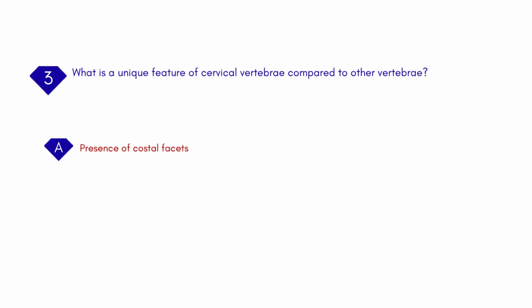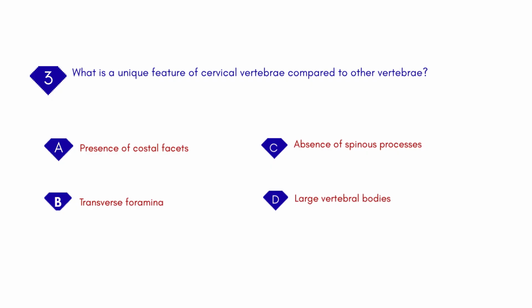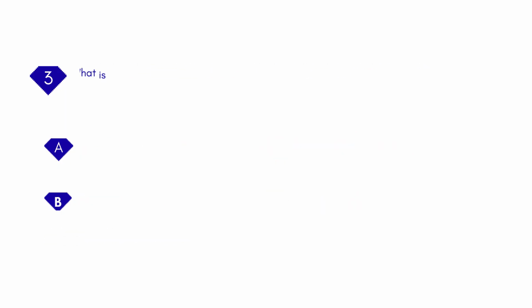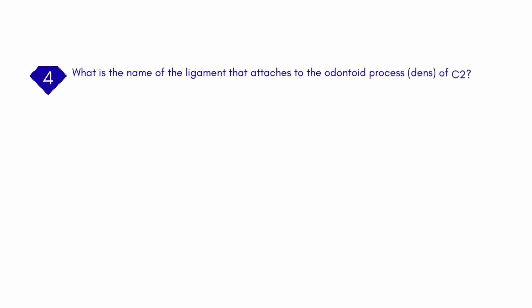A. Presence of costal facets. B. Transverse foramina. C. Absence of spinous processes. D. Large vertebral bodies. Answer, B. Transverse foramina. What is the name of the ligament that attaches to the odontoid process, dens?